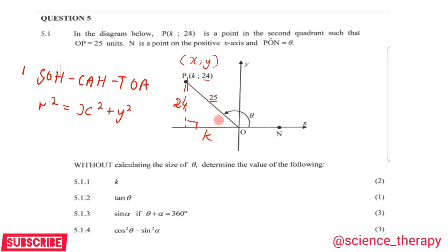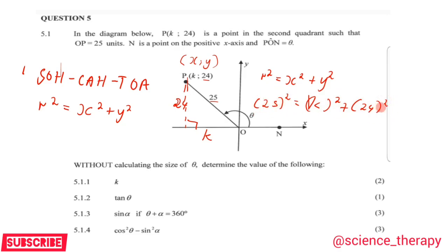Now to calculate the missing side, obviously you will use your Pythagoras theorem, because note, you do not have any angles here, but you do have two known sides. Pythagoras goes r squared is equal to x squared plus y squared. Your r is the hypotenuse, so we can substitute to have 25 squared is equal to our x, in this case k, squared, plus our y, which is 24, squared.